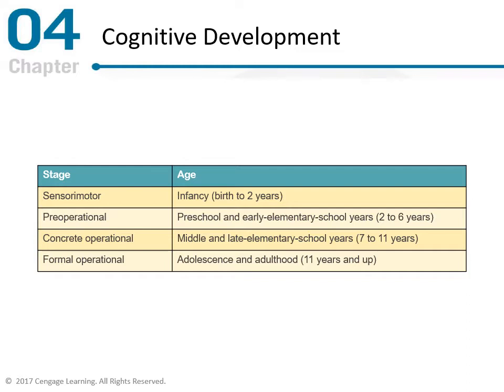But they can have logical thought. They can put A plus B and know that it equals C. So they're starting to understand that, but very literal, no abstract. And then formal operational is adolescence and adulthood, and that's 11 years and up. And thinking is abstract and logical, and the child has the ability to analyze and construct theories.